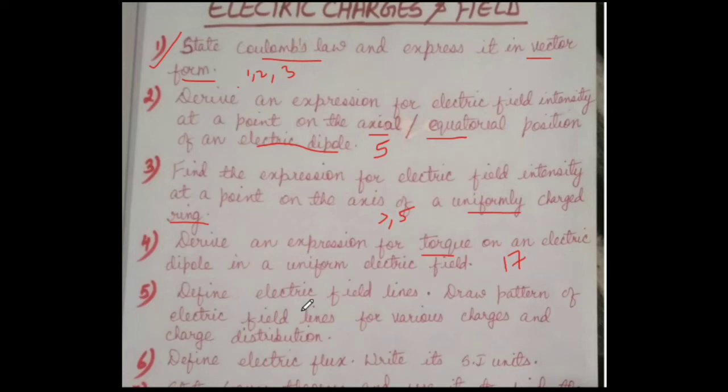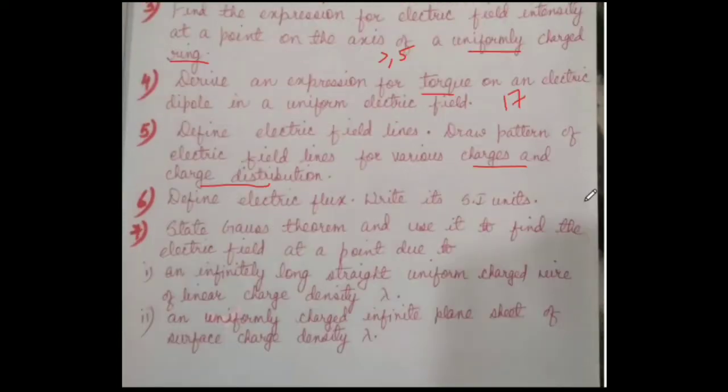Then next question number 5, define electric field lines. Draw the pattern of electric field lines for various charges and charge distributions. This question is also very important, for different distributions of charges, how electric fields are drawn. You have to draw electric field lines. Then question number 6, define electric flux. Write its SI unit, and whether it is a scalar or vector quantity. All these things you have to study.